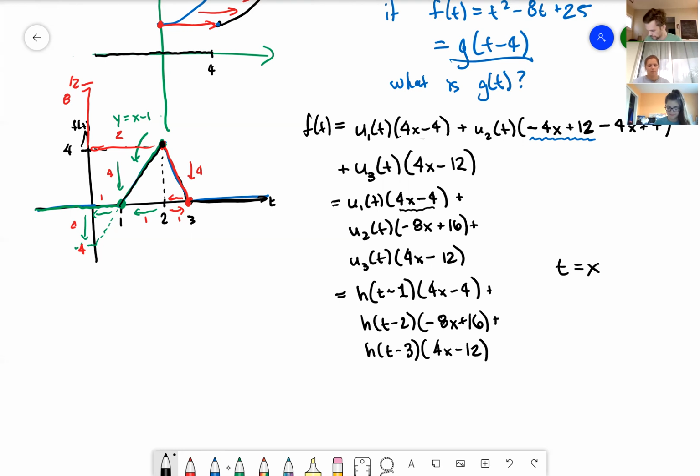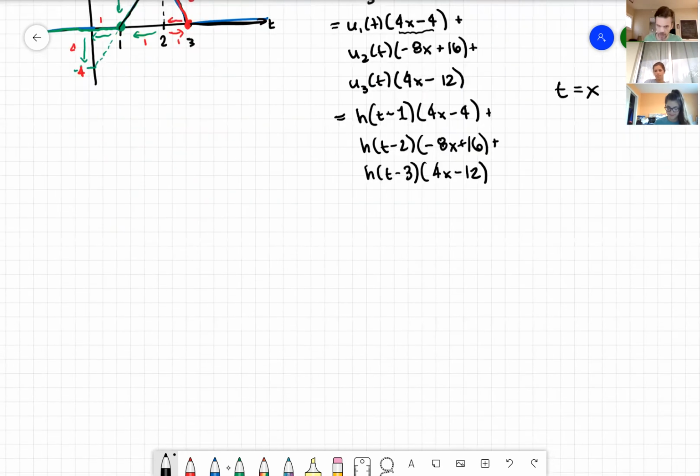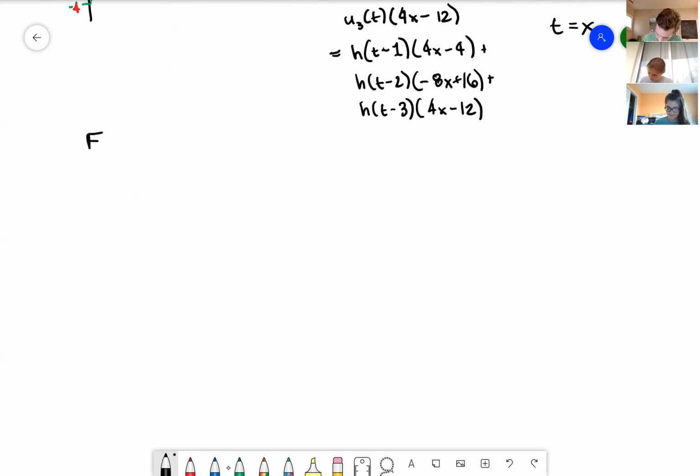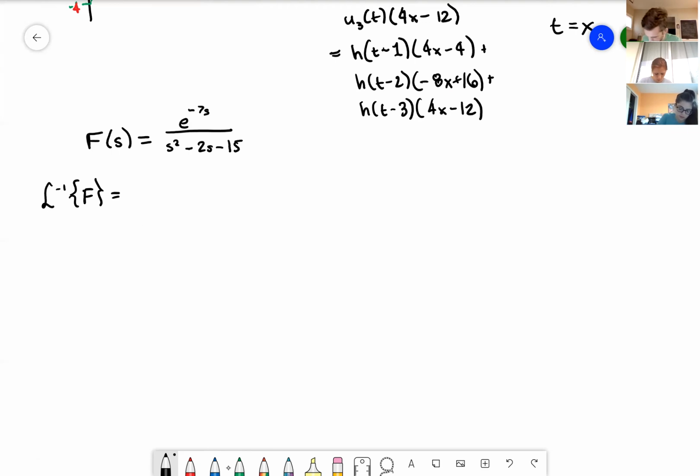Okay, so this one, we are finding, we're going to say f, capital F. This is the Laplace transform of something, e to the minus 7s over s squared minus 2s minus 15. And we want to figure out what that something is. So we're going to say, what is the inverse Laplace transform of f?